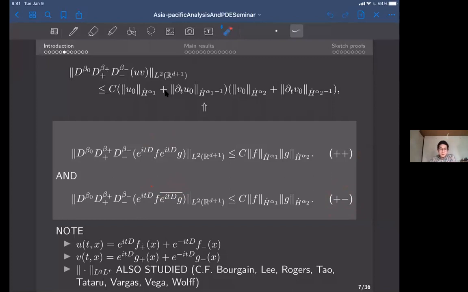And while we are considering the L2 norm here, the general form, the LQLR, has also been studied by very serious authors like Bogan, Lee, Rogers, Tao, Totoro, Vargas, Vega, and Wolf.